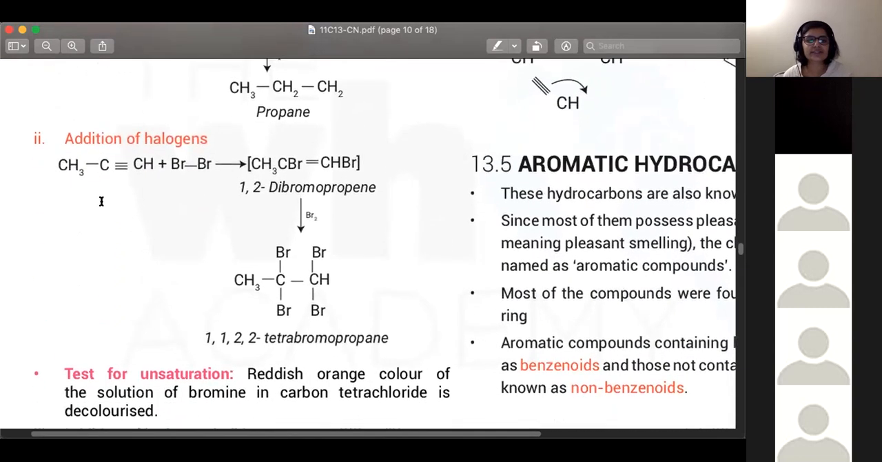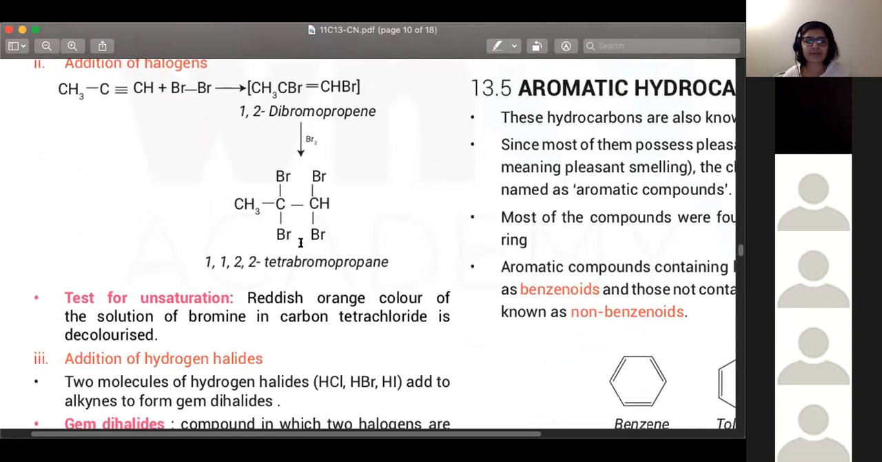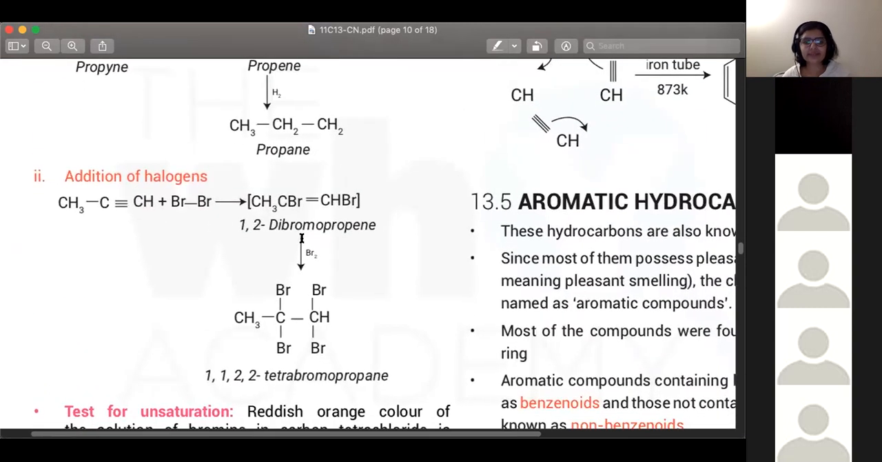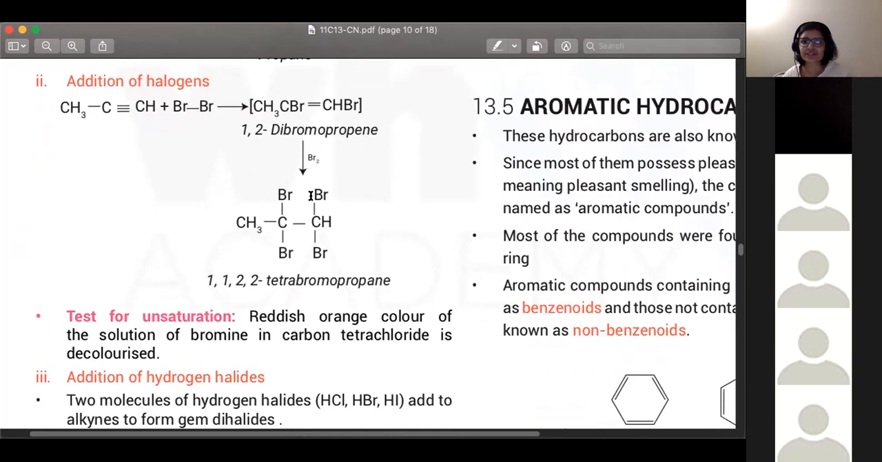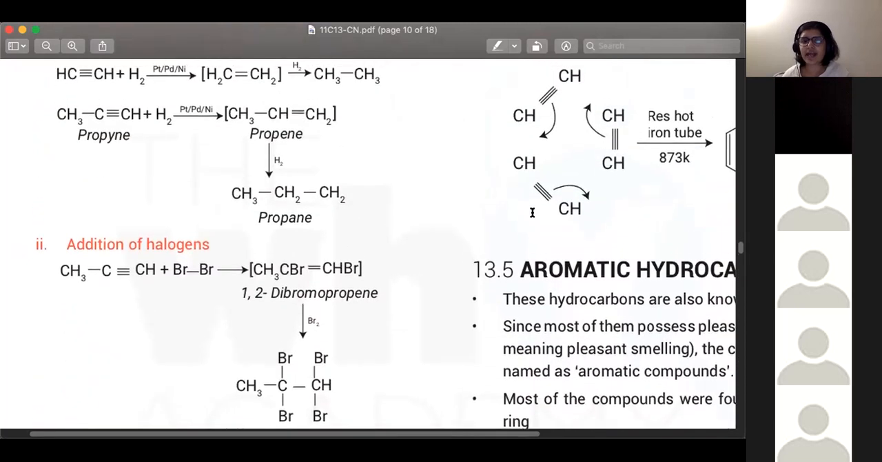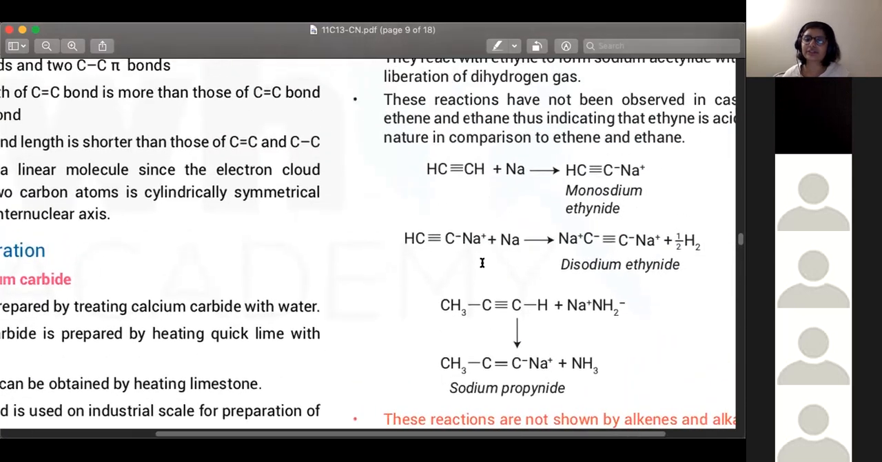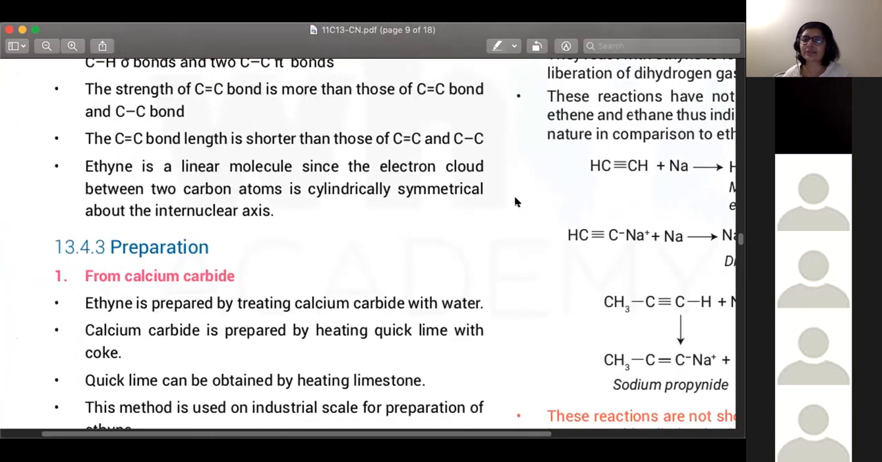Then addition of halogens, again the same thing as alkenes. You get dibromopropene, and on passing excess bromine, you get tetrabromopropane. The bromine water is given here. So the bromine water test is basically a differentiation for unsaturation itself. It differentiates alkanes from alkenes and alkynes. Both alkenes and alkynes would give this test, which is why if you want to differentiate between alkene and alkyne, you have this set of reactions, the acidic nature. That will help you figure it out.